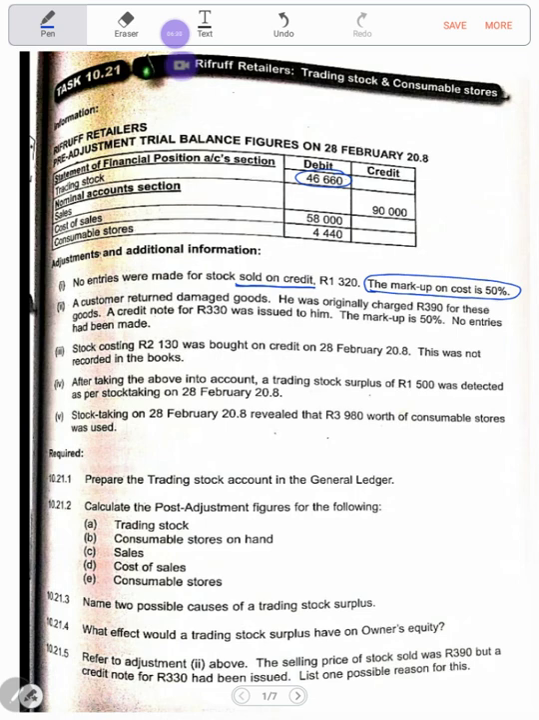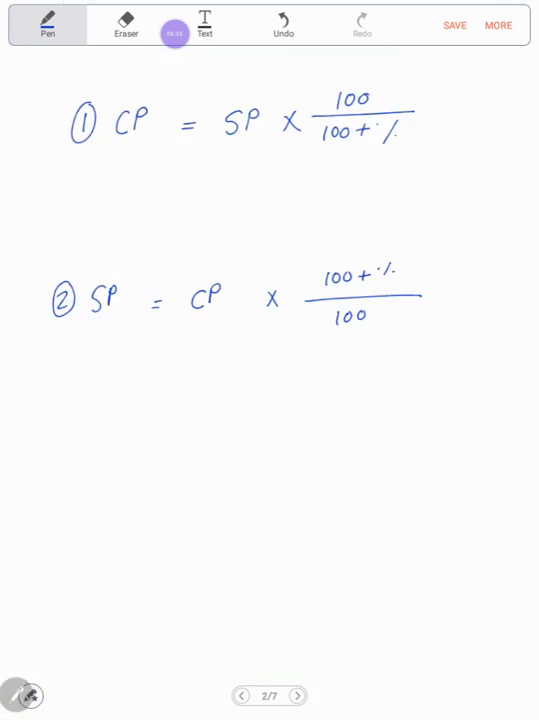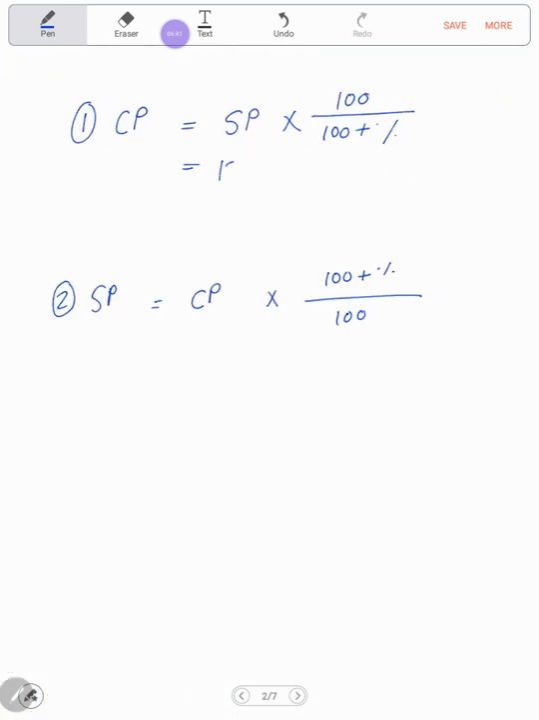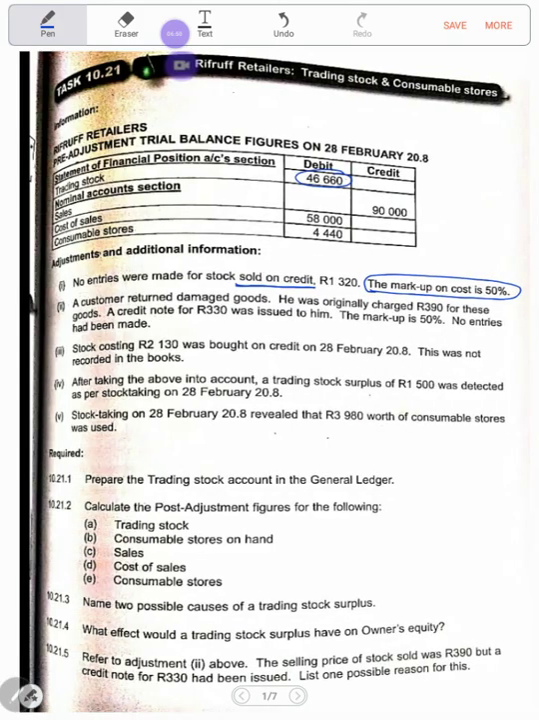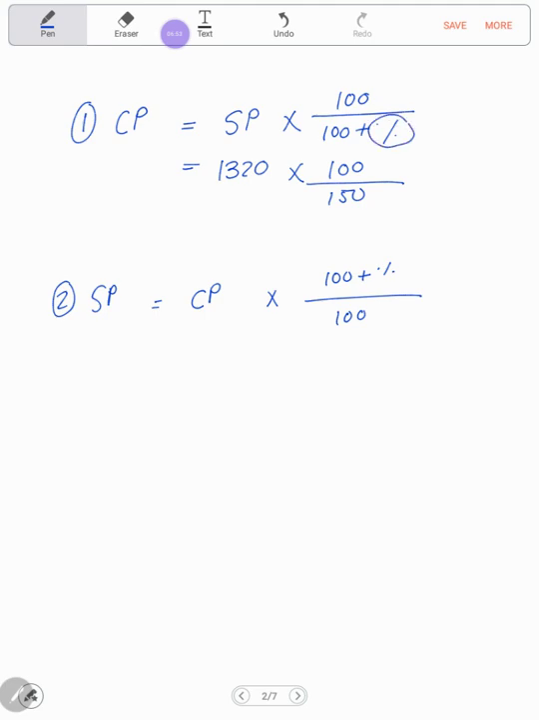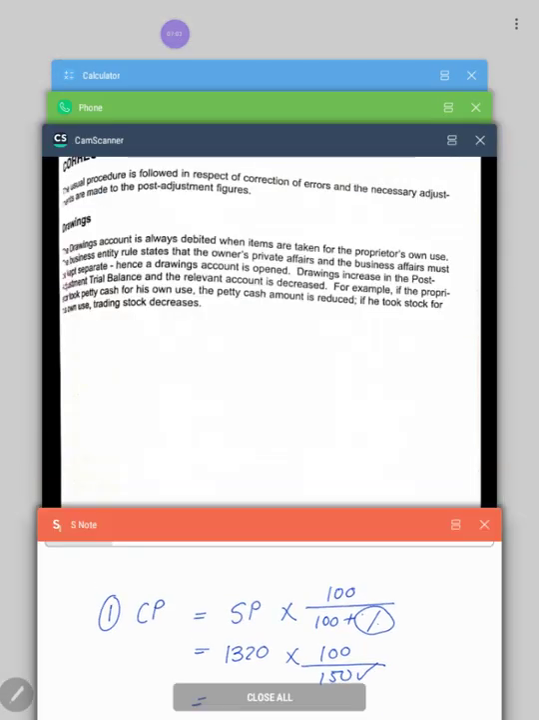Okay, so obviously you now need to go and calculate your cost price. Cost price equals selling price. What was my selling price? It was 1,320. And I'm going to multiply it by 100 over 150. Where did I get the 50 from? I literally took that 50% and I added it into the value. 100 plus 50 gave me 150. So let's go and do the calculation.